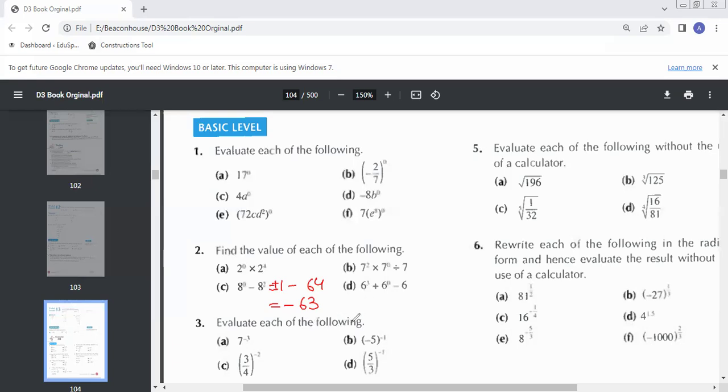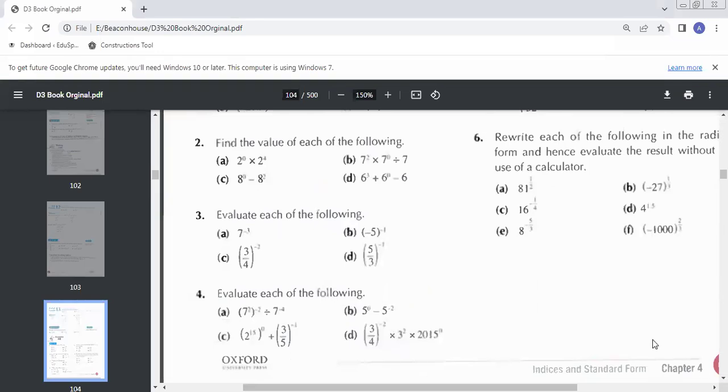But let's move on to the D part, where we have 6 cubed. It will be 216 plus 6 power 0 is 1 minus 6. So applying this, it will become 217 minus 6, and it will be 211. Hope this is all clear. So let's move on to question number 3.